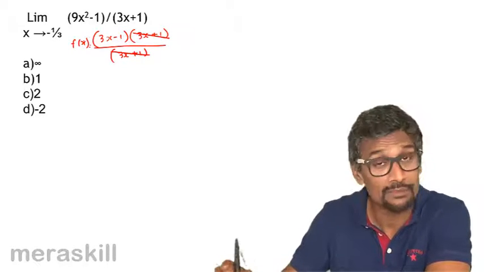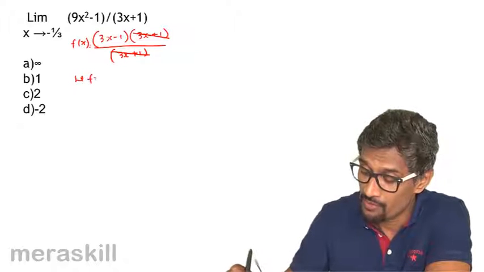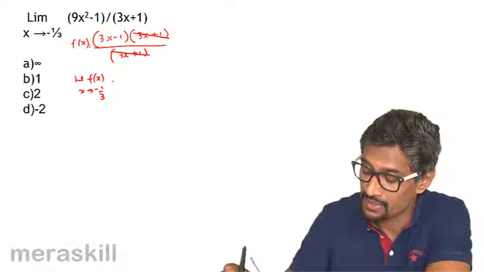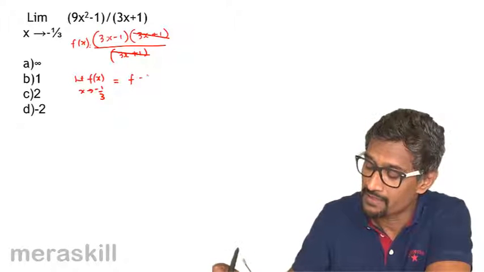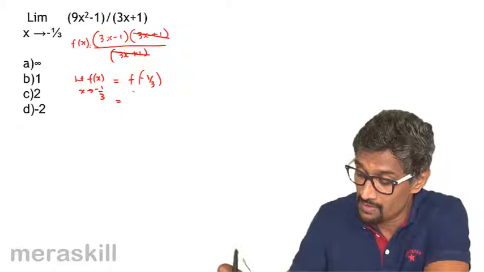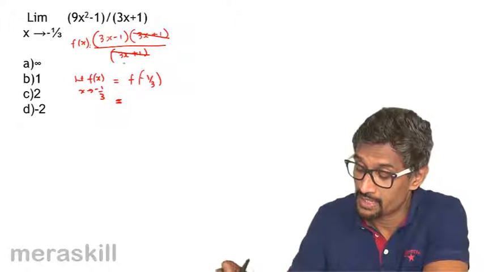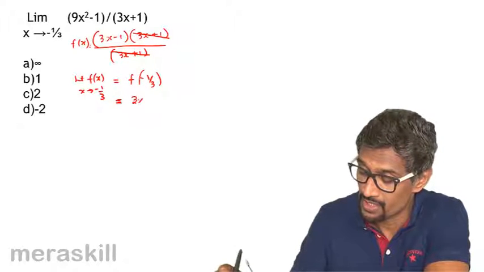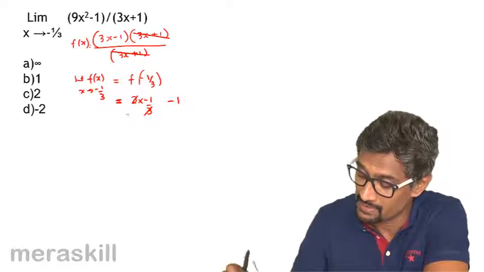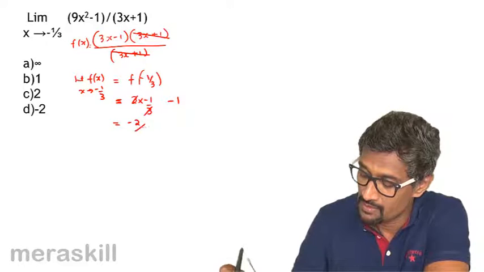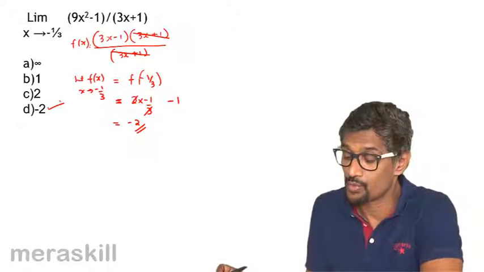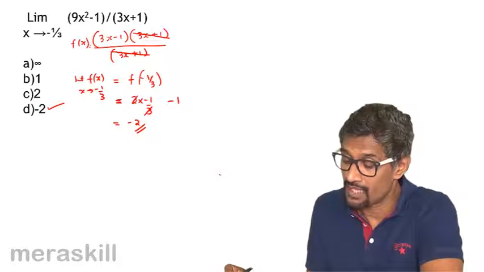Now this is a determinate value, so the limit of f of x as x approaches minus 1 by 3 will be f of minus 1 by 3 itself, because the expression has become determinate. So substitute 3 into minus 1 by 3, minus 1. This gets cancelled. Minus 1, minus 1 is minus 2. So it is minus 2. So do we have it that way here?